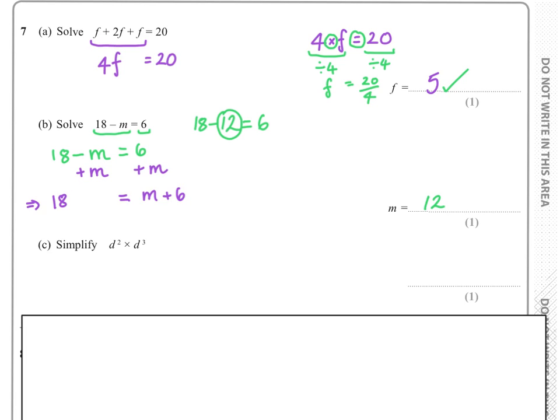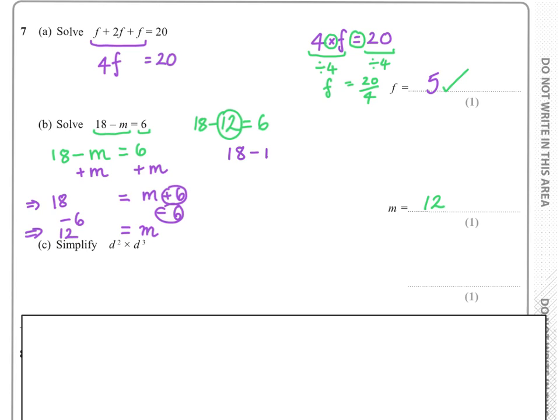So what about now if I took away 6 from both sides? Well, I'd be left with 18 take away 6, which is 12. The plus 6 and the minus 6, when added together, would cancel to give 0, and I'd just have m left on the right hand side. So what I'd have is 12 equals m, which is the same as m equals 12.